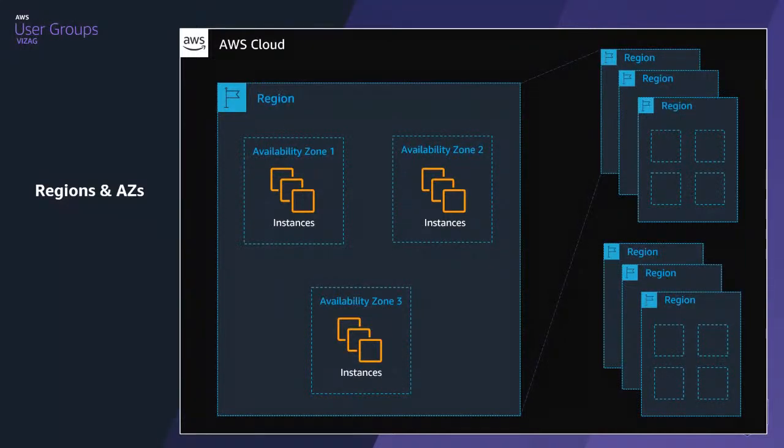Now, each of these regions has something called an availability zone in it, right? An availability zone is a separated zone of data centers. In availability zone 1, you're going to have multiple data centers. In availability zone 2, you're going to have multiple data centers. In availability zone 3, you're going to have multiple data centers. And they're all physically separated by some meaningful distance, so that if something happens to one availability zone, it doesn't affect the other availability zone.